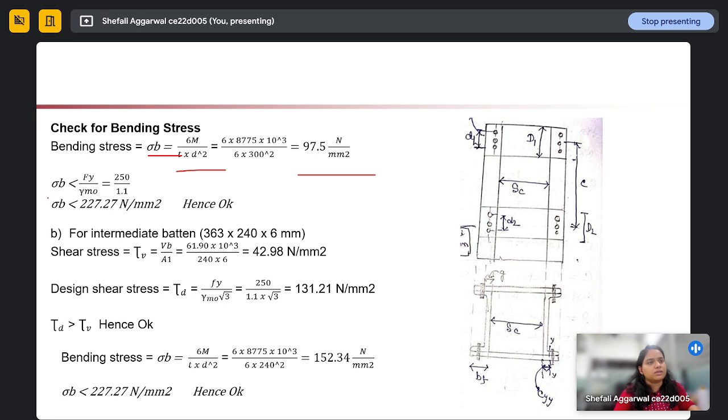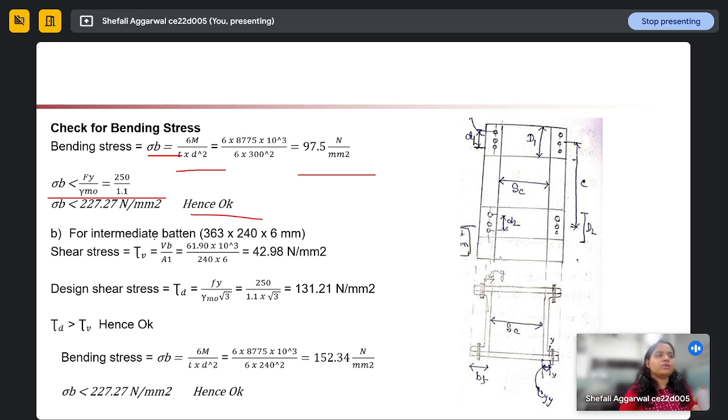And this is the code's requirement, that sigma b should always be less than sigma d, or we'll say the design bending stress, that is given by Fy divided by gamma m0. Same way, 250 divided by 1.1. So if our sigma b is less than this value, then we are telling our design is okay.